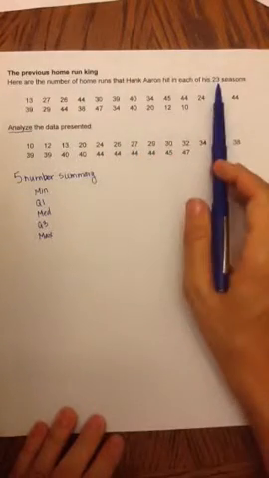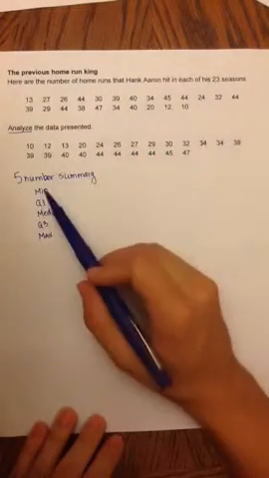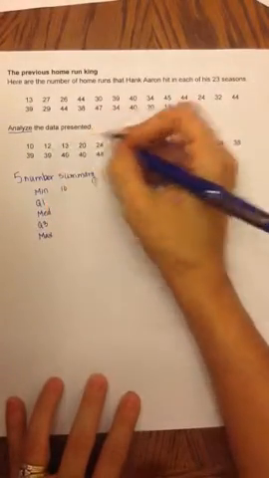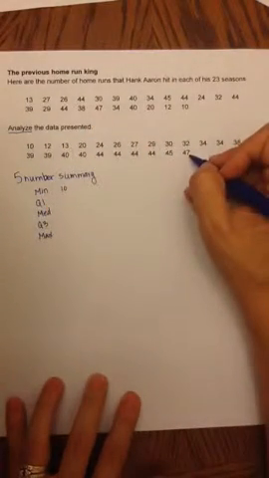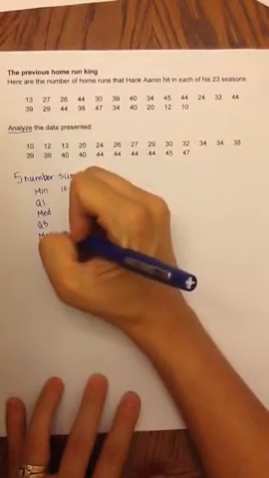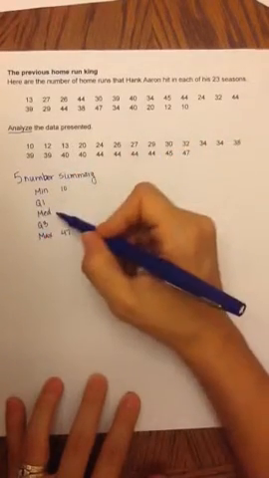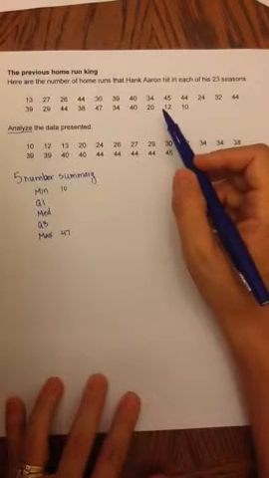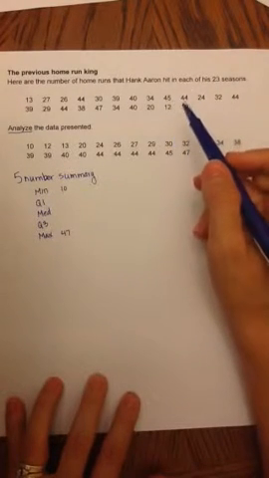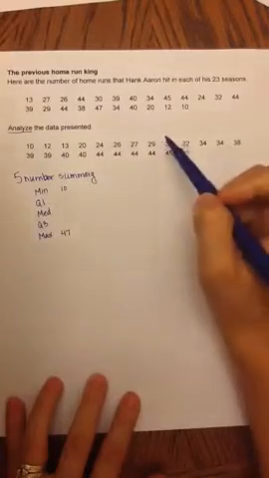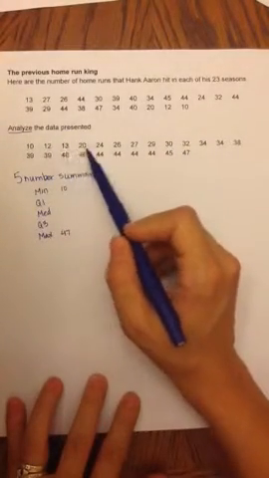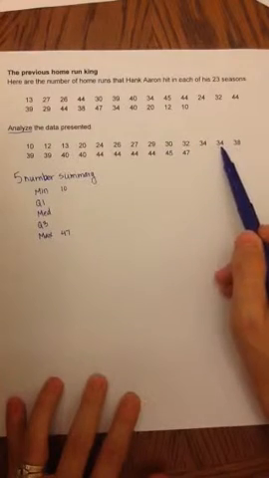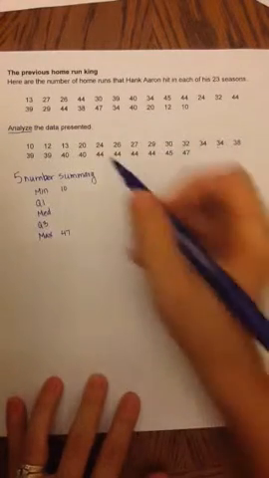So we have 23 seasons. The minimum value is the lowest value, so we have our minimum of 10. The max is going to be the highest of the 23 seasons, so our max is 47. The median is going to be in the middle, so in 23 seasons, if I cut that in half, I would have 11.5 seasons, so I'm going to count to the 12th season. And that's right here at the 34.